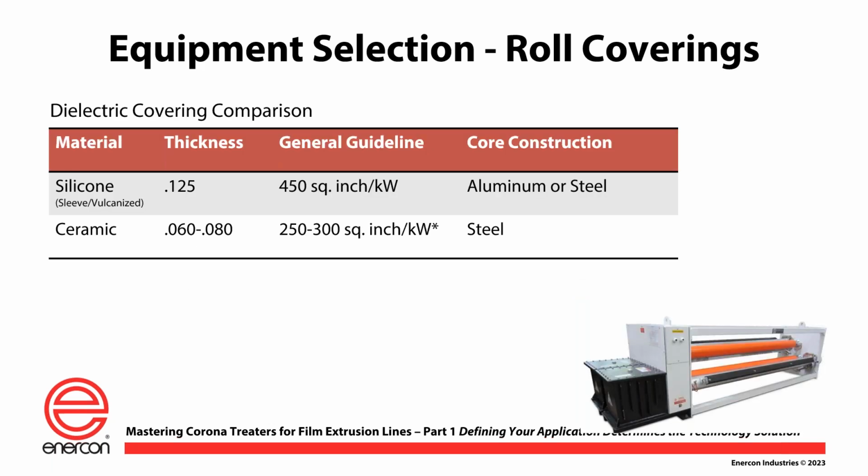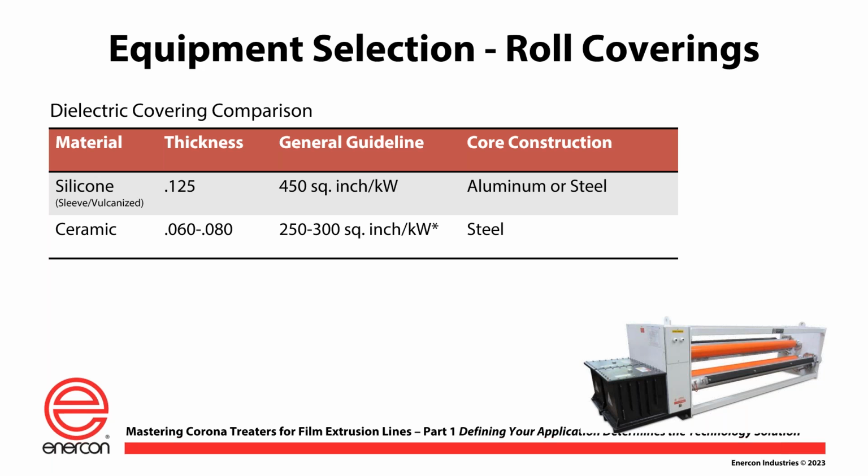Now, we were talking about the roll covering here and the impact on roll covering, and again, very, very important. The two most common roll coverings that people use on corona treaters and film extrusion applications are either silicone, and that can either be considered a silicone sleeve, some of you are familiar with that, or a vulcanized silicone. It's the same material, but it's basically permanently attached to the core of the roll. And then the other common insulator is ceramic, which is a plasma sprayed material, and it bonds to the surface of the roll.